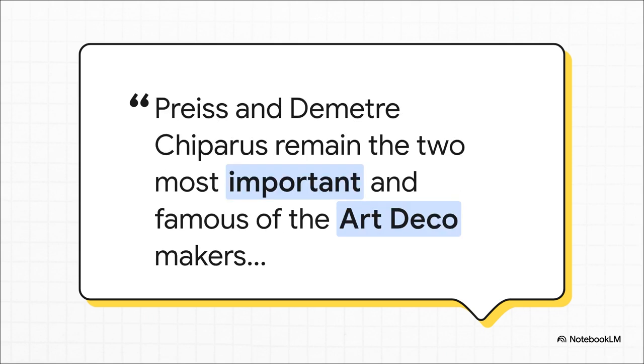And here it is. This is the big reveal of the inverted funnel. After carefully laying out all those specific details, the argument suddenly zooms out to a broad, general conclusion. It places the statue and its creator into the wider Art Deco movement. Brilliant, right? We started with the statue and ended with the style.